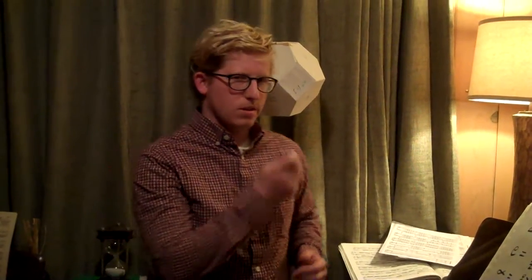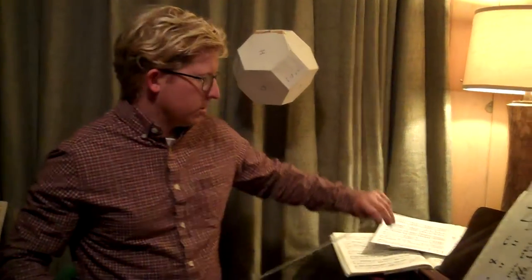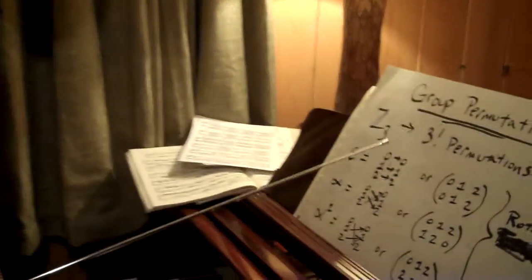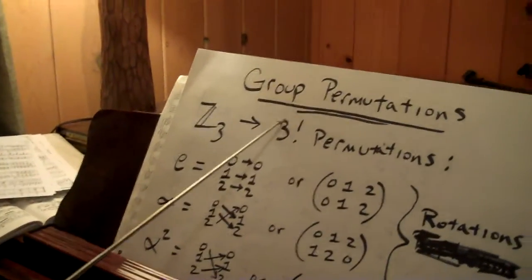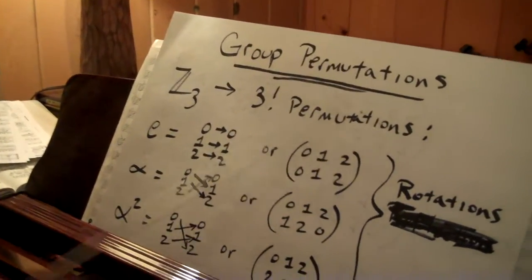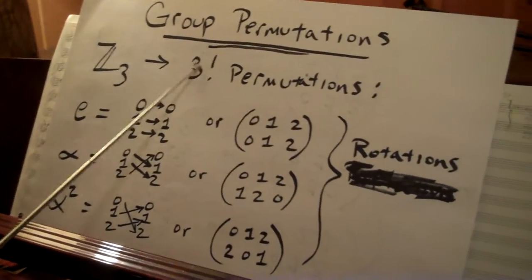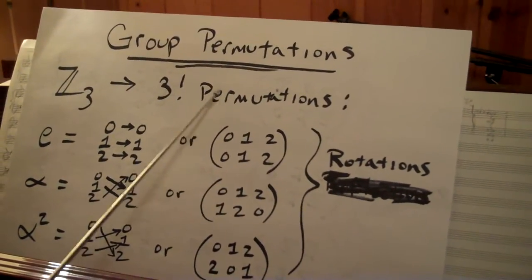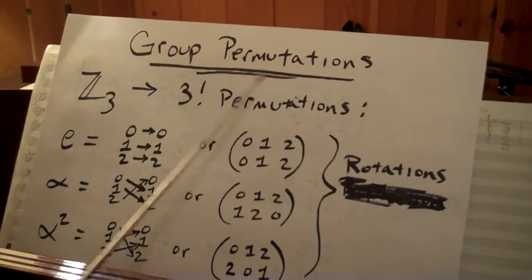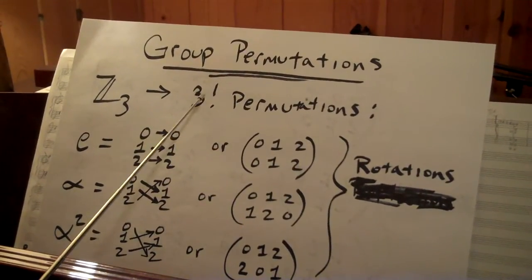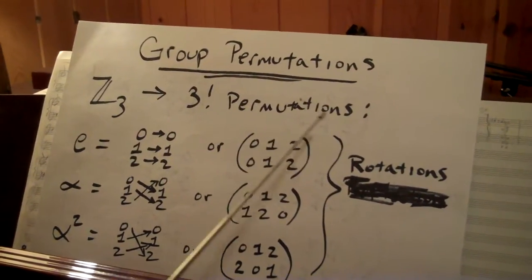A permutation is a rearranging of elements. So with our Z3 group, which includes 0, 1, and 2, there are 3 factorial possible permutations. Factorial simply means 3 times 2 times 1. Every time we add a group element, there are many more permutations possible.